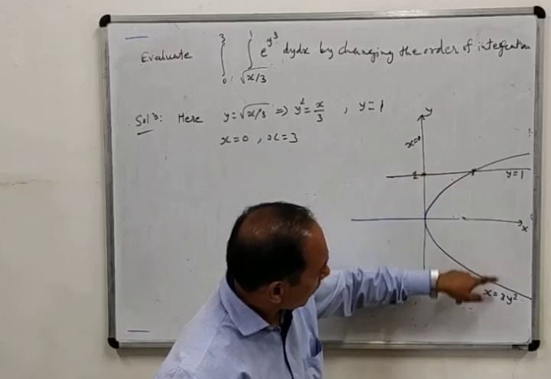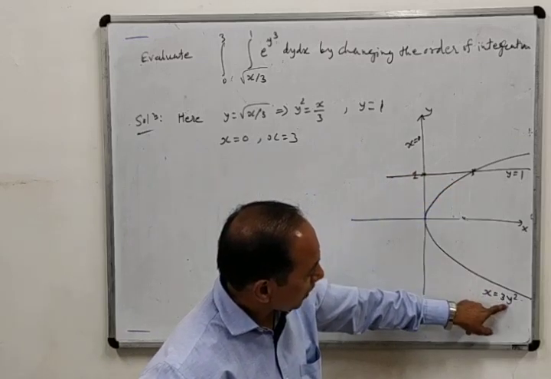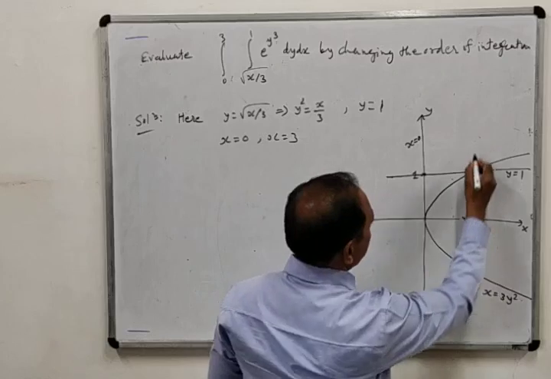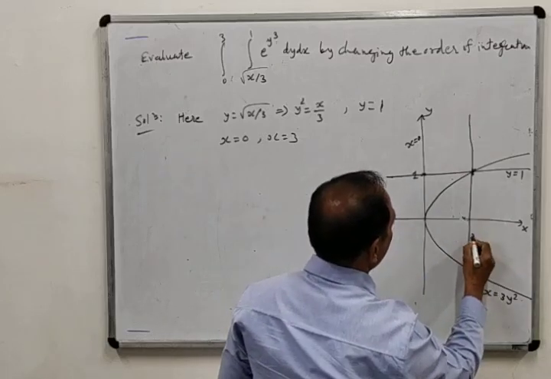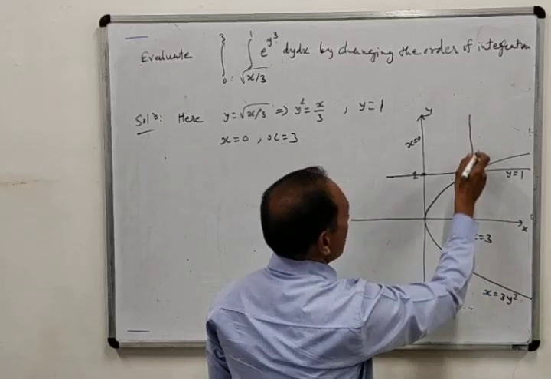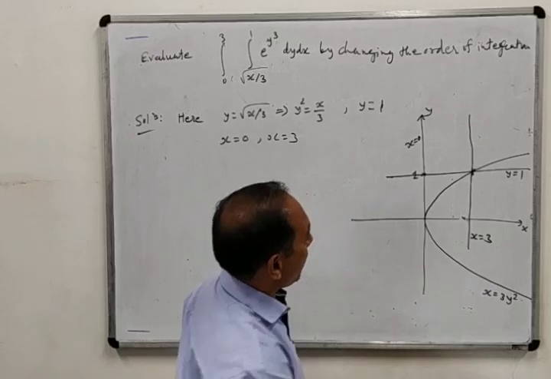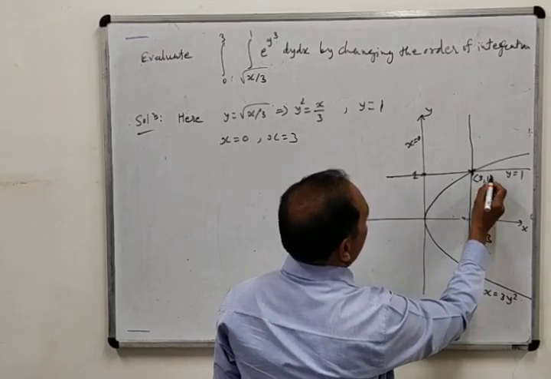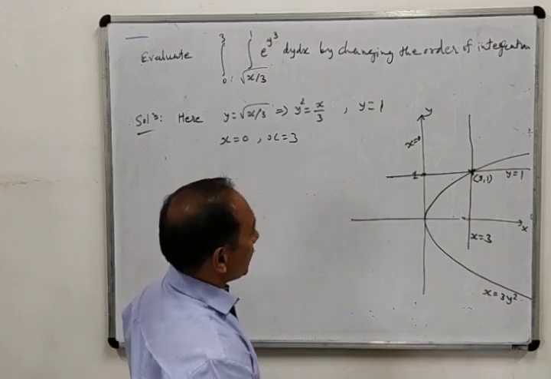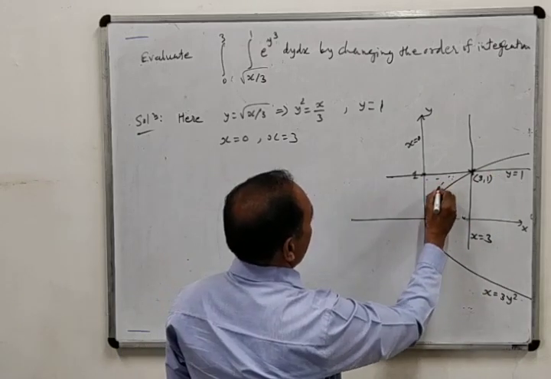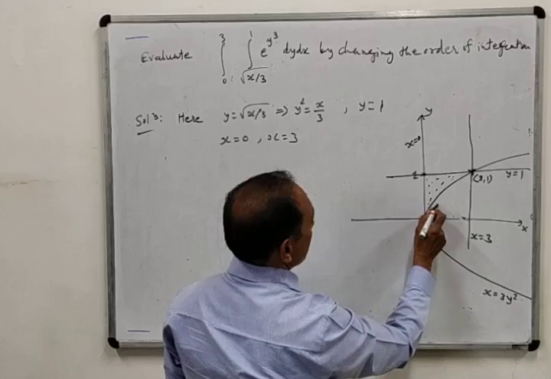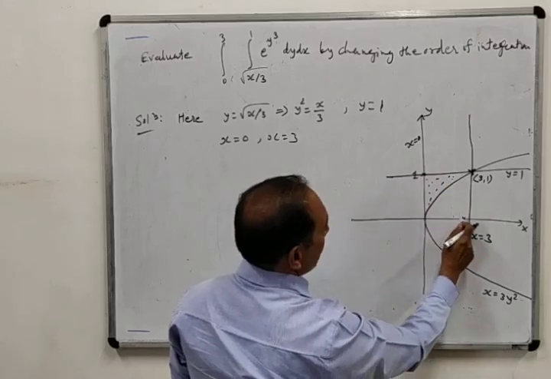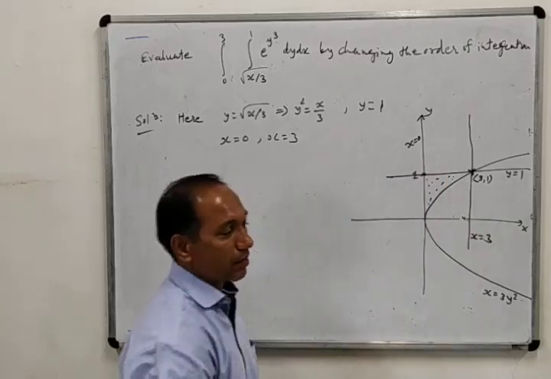So y equal to 1 we put here. If we put y equal to 1, we get x equal to 3. So here you can see that this is the line x equal to 3 and it exactly passes through this point. This intersection point is x equal to 3 and y equal to 1. So which region is there? This is the proper region, because this boundary is given, this is given, this is given. This is not given, so we cannot consider it as the boundary.